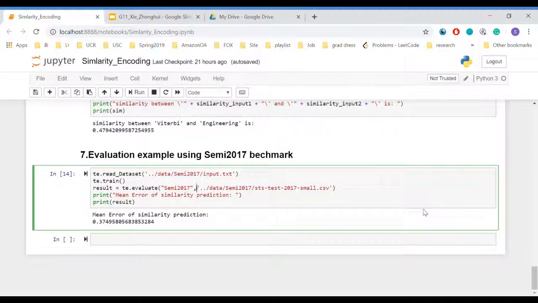Here I provided an example evaluation on one of our group's benchmarks, STS 2017. STS 2017 provides two sentences and their similarity score. I used the above similarity prediction function to predict the similarity between the two given sentences and compare the result to the ground truth similarity score provided by the benchmark. By using the model to embed, we get a mean error of 0.37.